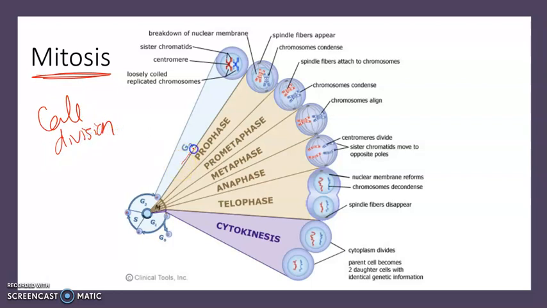So notice we've got G2 kind of pointed out here. I'm going to erase prometaphase because it's one of those things where we're getting really, really technical and we don't need to talk about that. So for our phases, we're just going to talk about PMAT: prophase, metaphase, anaphase, telophase, and then cytokinesis. This is the final point at which we now have 2 daughter cells.